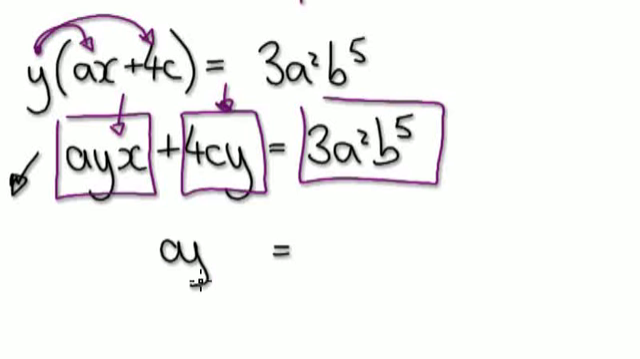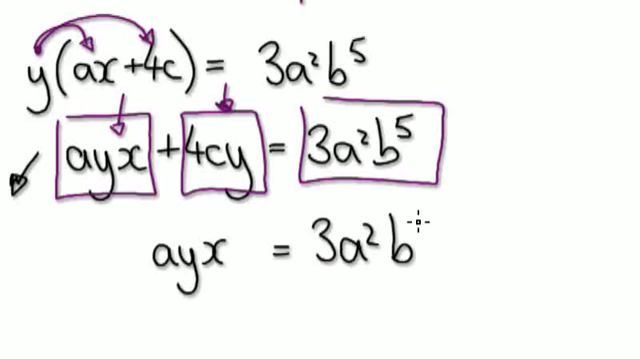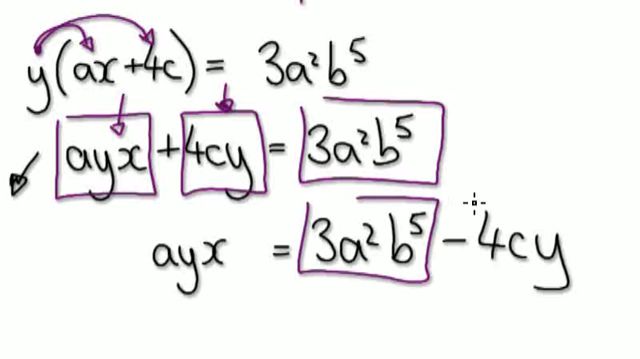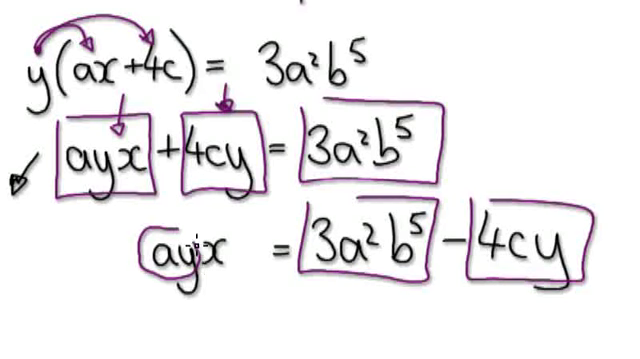So on this side it would be a y x, and on this side it would be 3a squared b to the power 5 minus 4cy. Okay, because these two blocks don't contain X at all. So get them on the other side. Now visualize it at the moment as this bubble timesing this bubble. That's what you've got at the moment. So divide both sides by a y.